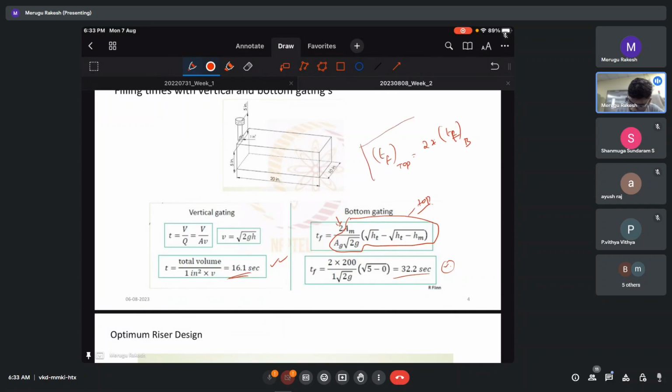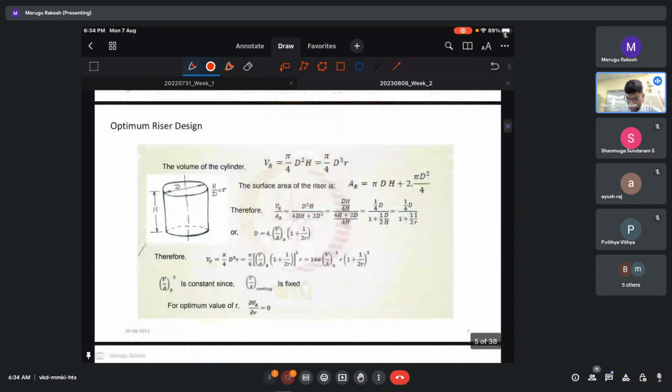Okay, this is a nice derivation. This is applied when the height of the sprue is equal to the height of the mold. Okay, just keep in mind. I think the rest is clear. I will not spend much time. We'll go to the next design.